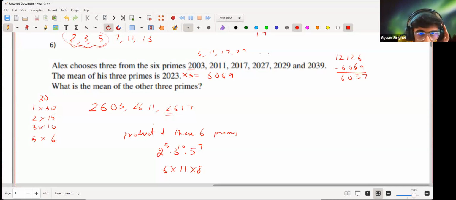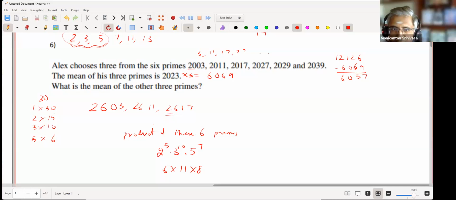Can you repeat the question once again? I take all of these 6 prime numbers, 2003, 2011, and so on. I multiply all of them. That humongous big number will have how many factors?